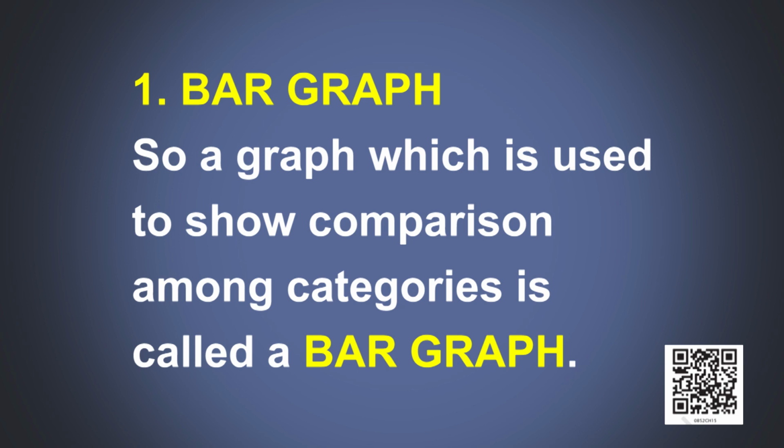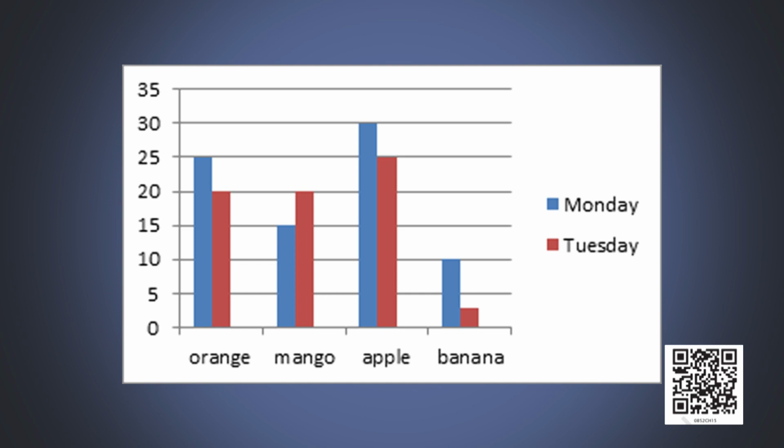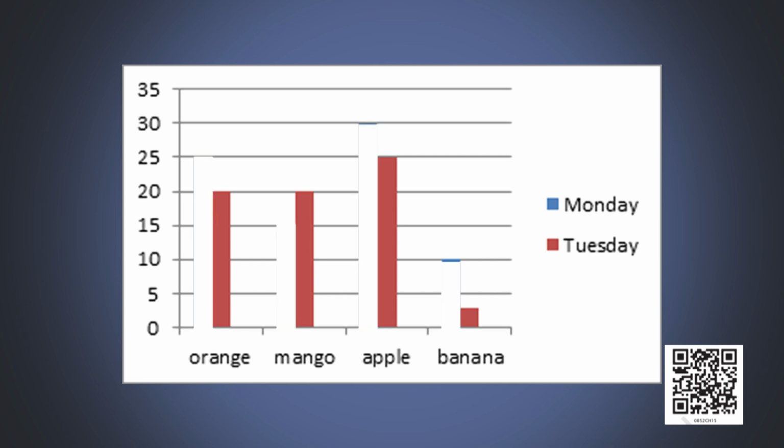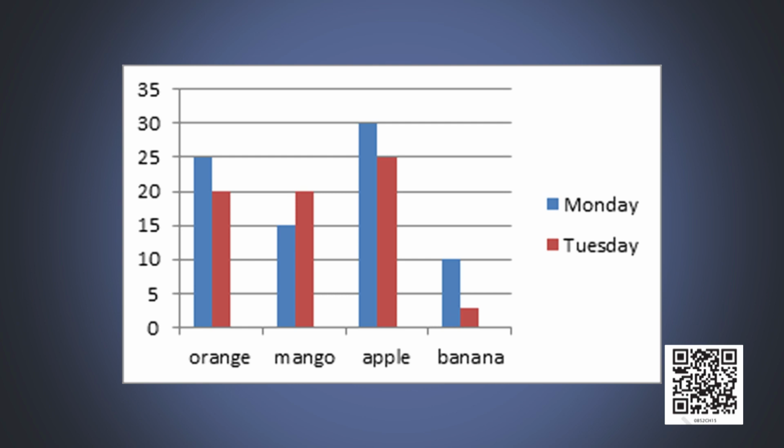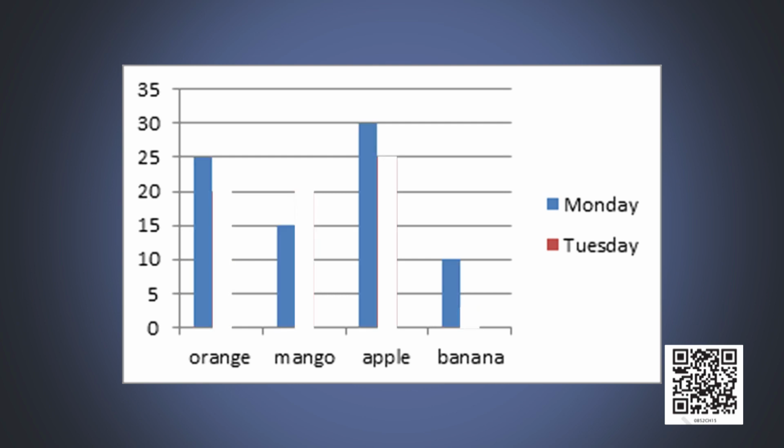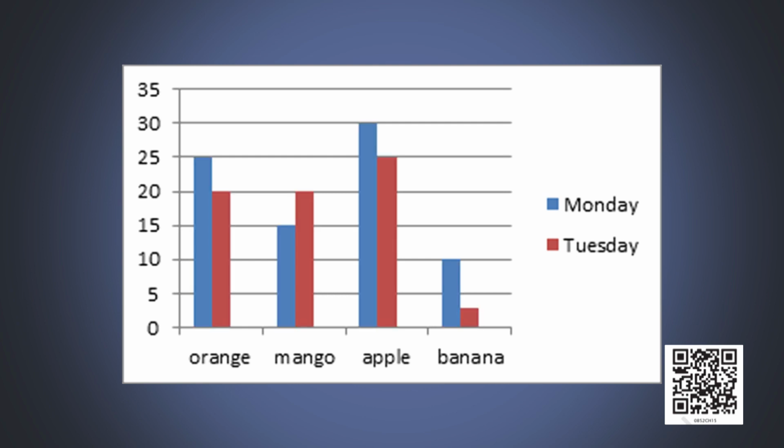So what is a bar graph? A graph which is used to show comparison among categories. Bar graphs can also have double bars, which are called double bar graphs. For example, look at this graph. Here sales of fruits are given over 2 days. The sales on Monday are shown in blue bars and Tuesday is represented in red bars. From this you can compare sales of respective fruits over 2 days.